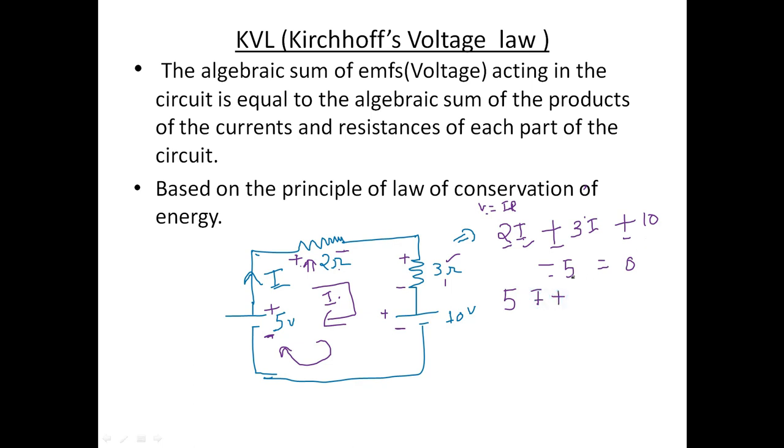10 minus 5 is equal to 5. That is equal to 0. Then 5I is equal to minus 5. So I is equal to minus 1 ampere. So this is our required answer.